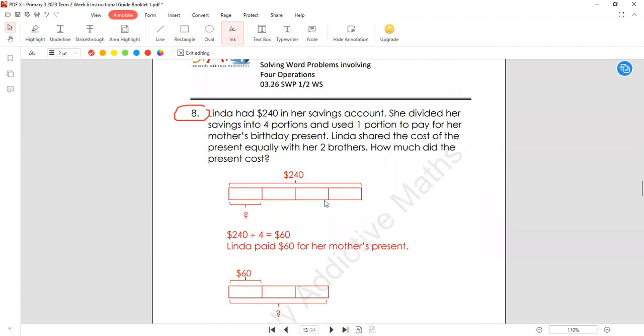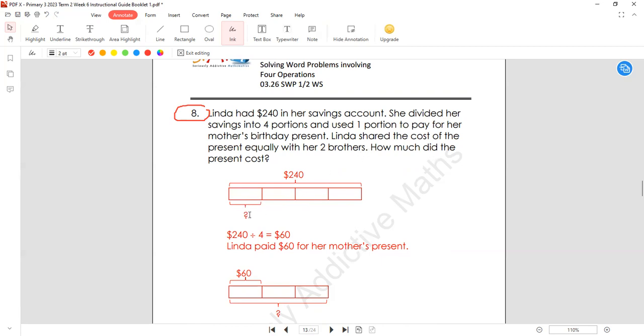Okay, this question here. Linda had $240 in a savings account. She divided her savings into 4 portions. Now the question says how much the present costs. So it's not asking about what happens originally. So same thing, draw from the start. $240 split into 4. One portion is for paying the mother's present, and she shared the cost of the present equally with 2 brothers.